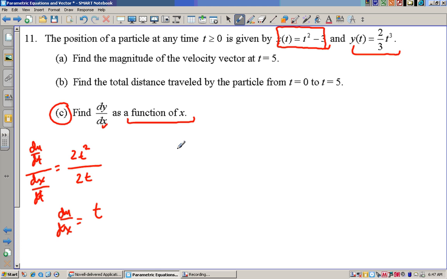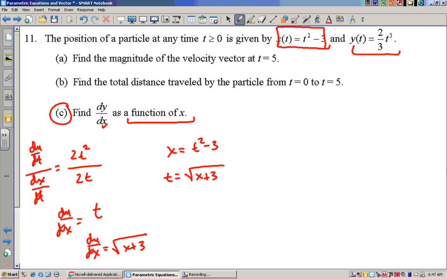Yep, right here, right? So all we have to do is solve for t. Well, if x equals t squared minus 3, what does t equal? t will equal the square root of x plus 3. I don't have to put minus square root of x plus 3 because this is saying that t is greater than or equal to 0. So I'm going to leave it as t equals the square root of x plus 3. That being the case, dy/dx equals the square root of x plus 3. That's one way of doing it.